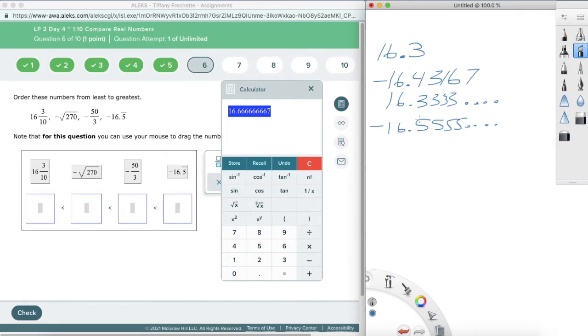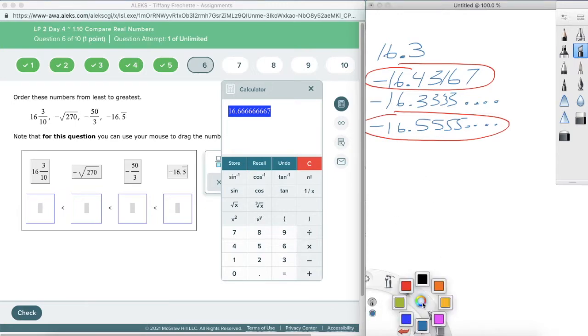All right, so now we're going to start comparing. It wants us to do least to greatest. So first, let's focus on least. Well, I know my least is going to be one of these two, right? Because these are negatives. Oh, I forgot one of my negative signs. This is also a negative.